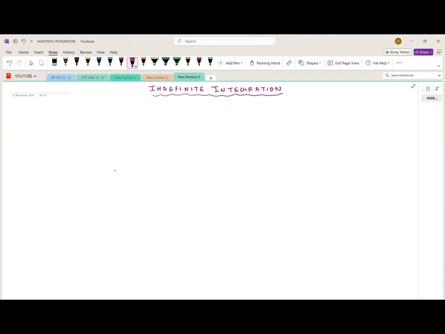Many of you have told me that you're facing problems with indefinite integrals. So I'm trying to broadly categorize the entire thing into some special categories so that you can identify the sums. Basically, indefinite integrals can be broadly categorized into three different methods.